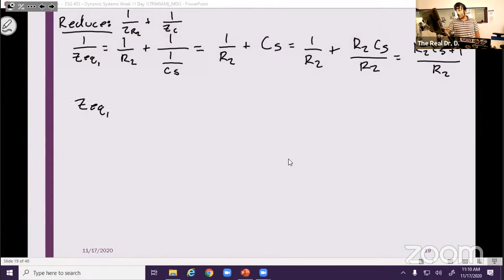So ZEQ1 is equal to R2 over R2CS plus 1, which looks a little bit more like something that we've seen. I want you to look at this denominator here because that's the standard form for a first order system, right? And we should expect that to look like that because that's just an RC circuit, and that's what we should get from it. If that's in standard form already, which Dr. D claims that it is, what's the time constant?